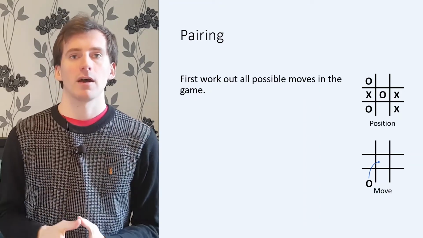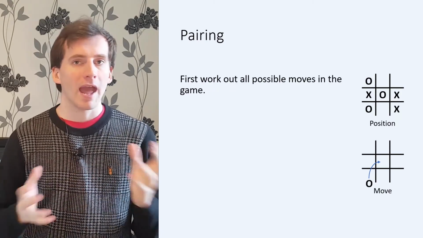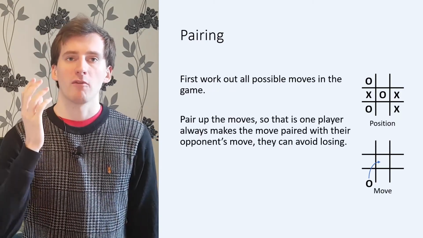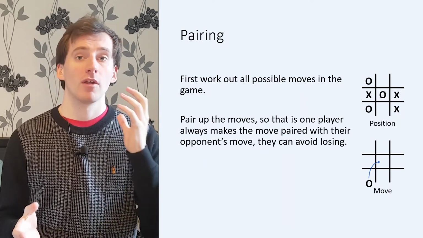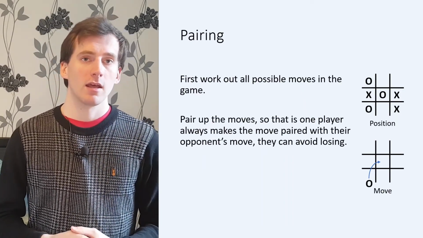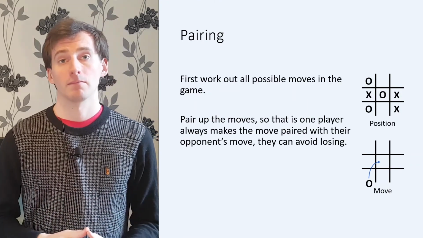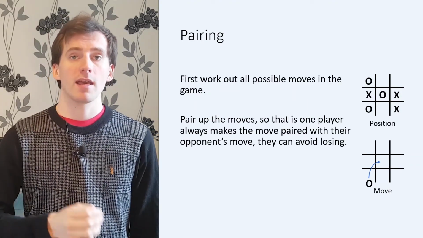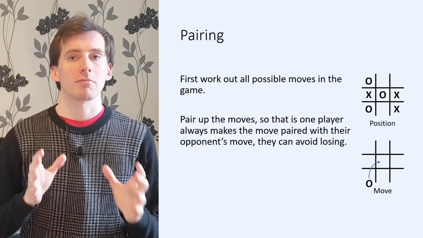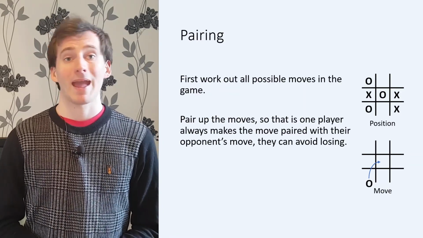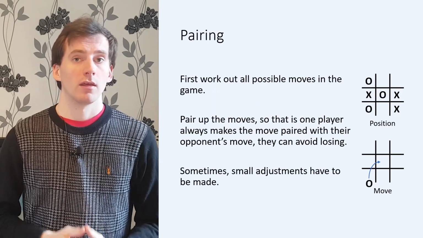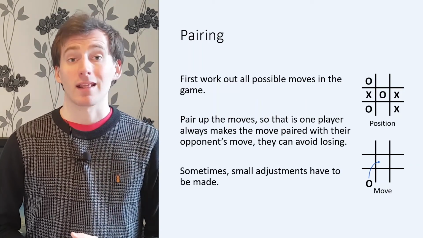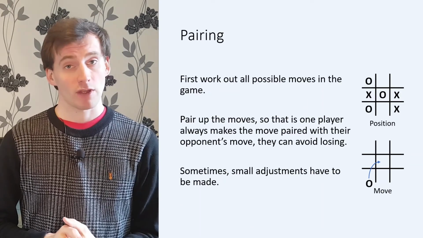Having identified the possible moves, we want to pair them up in some way, so that if one of the players always makes the move which is paired with the move that their opponent just played, then they can avoid losing. As we saw with Misère Noughts and Crosses, sometimes it's not possible to pair up every single move, if there's an odd number of moves, for example. So there may have to be slight variations on the basic strategy.